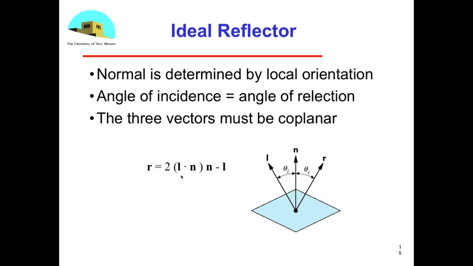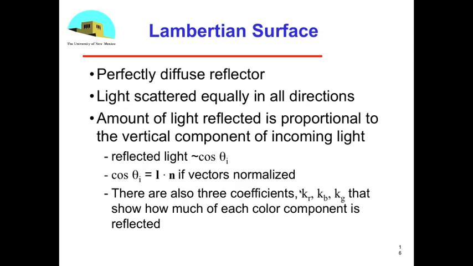And by the way, remember there was a function in GLSL that does this. If you give me two vectors, there's a function called reflect that will return this vector for you if you do your lighting and shading calculations in GLSL and in the shaders. Okay, so there's the ideal reflector. We'll need that for the specular term. Now let's first look at the diffuse term.